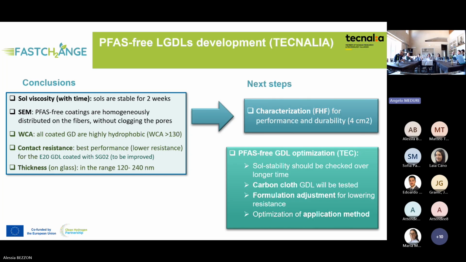And then besides sending for more in situ characterization, we want to use carbon cloth to see if it works differently compared to carbon paper. This was carbon paper, and we want to try carbon cloth. Then we want to adjust the formulation, mostly to lower the resistance, and optimize the application method, which might also affect how the coating is distributed and give a lower resistance again. So this is one line, and that's it.